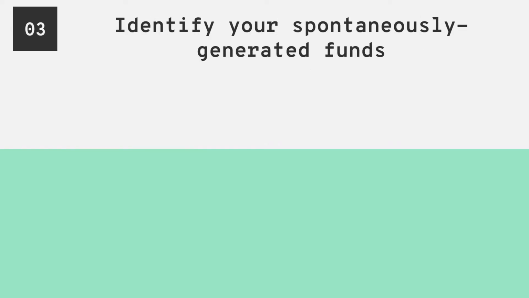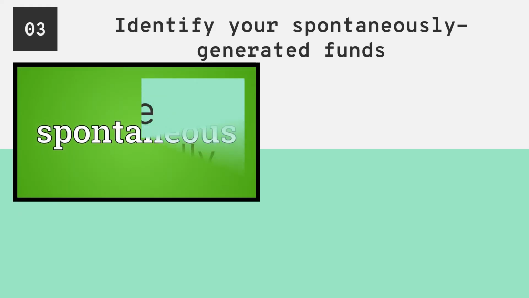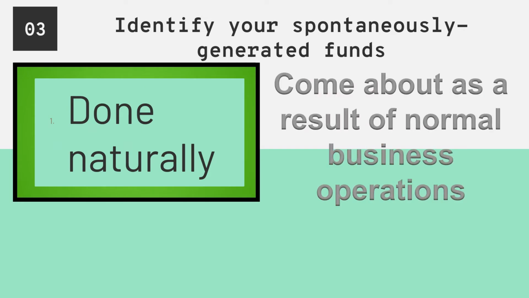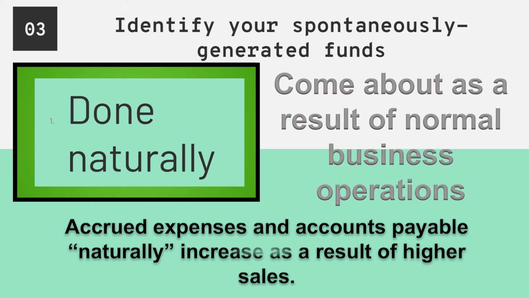Number 3, identify your spontaneously generated funds. From the word spontaneous, which means done naturally, it comes as a result of normal business operations. When we say spontaneously generated funds, these funds are obtained automatically from normal operations, and they include increases in accounts payable and accruals or accrued expenses.